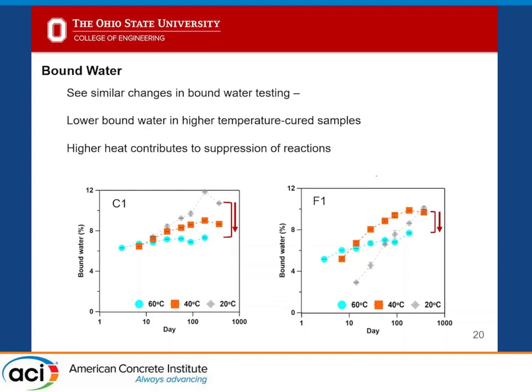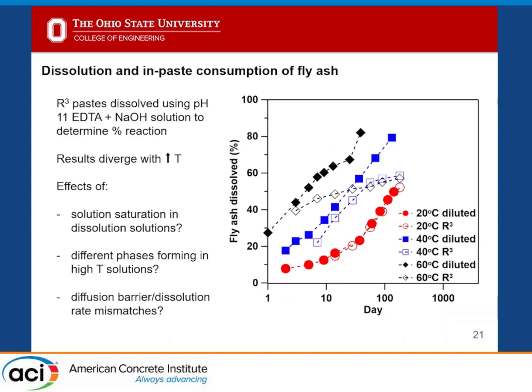We see the same kind of effect in the class F fly ash, although not as disparate at 40C. So just something to be aware of. You may see different reactions. You may not be getting the overall reactivity of your material when you test it at higher temperatures. More testing needed.